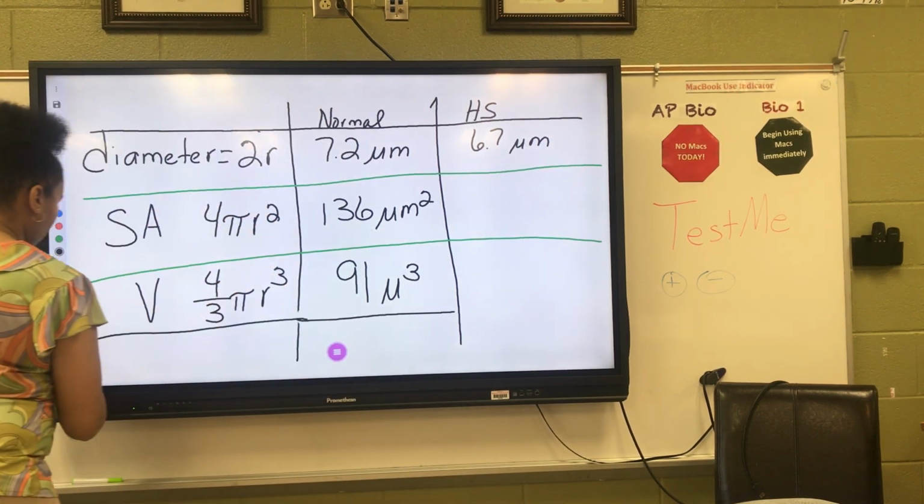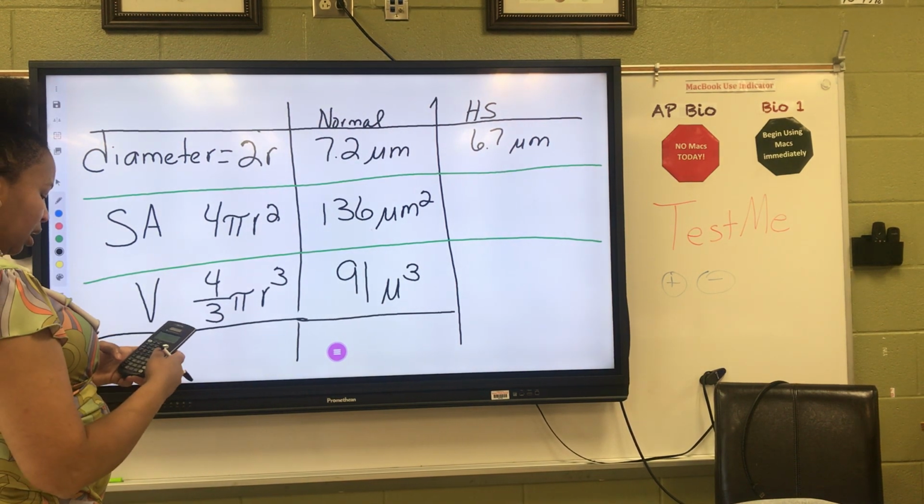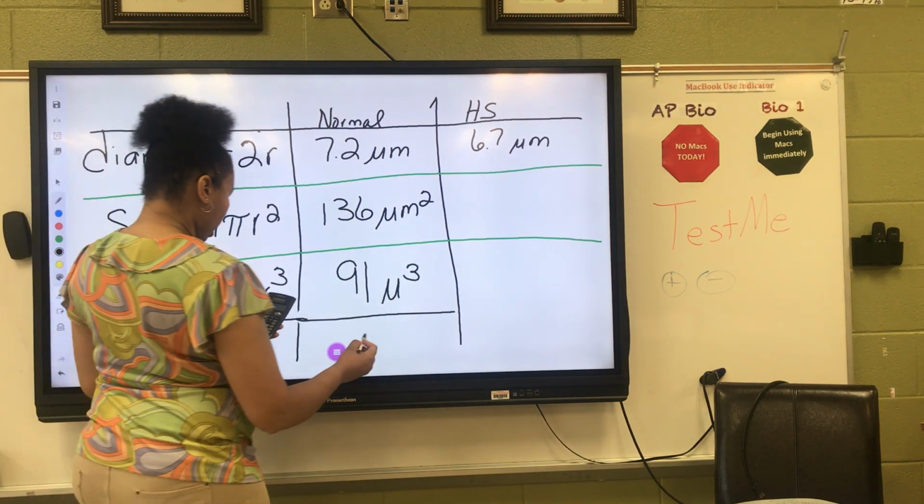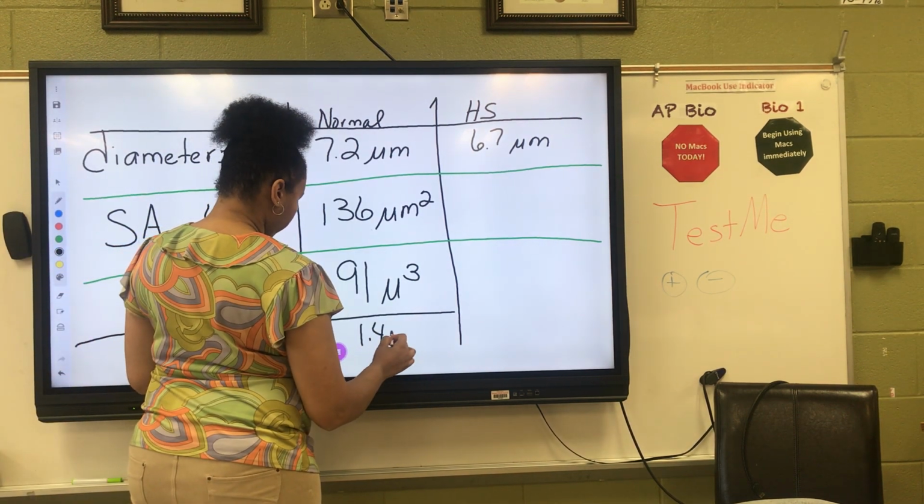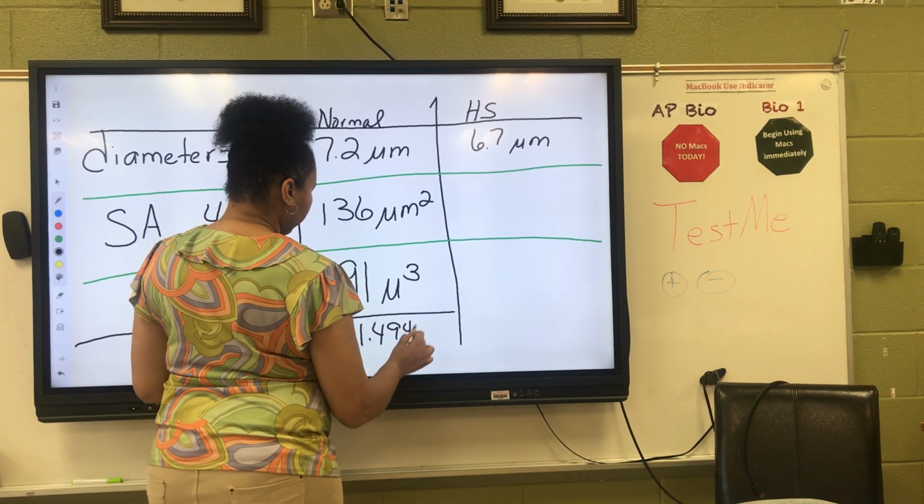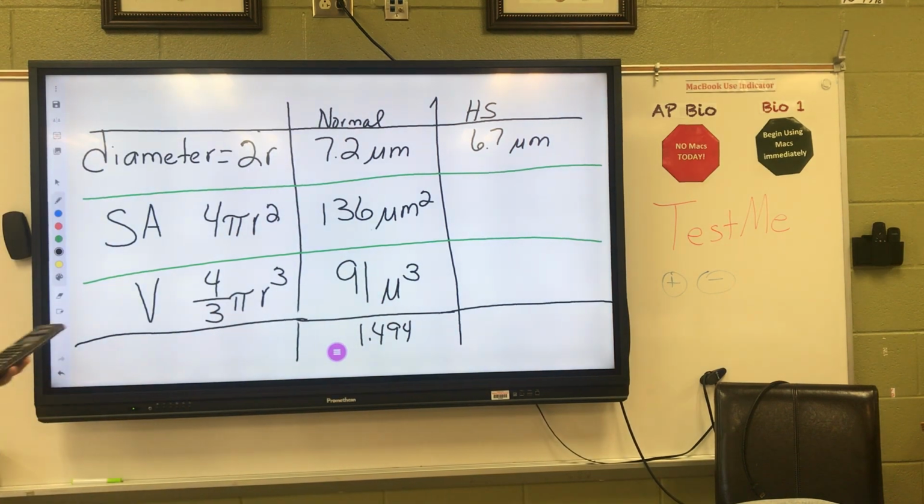And we know that the surface area to volume ratio, which is SA over V, is just 136 divided by 91. So that gives us a surface area to volume ratio of 1.494, okay? That's our surface area to volume ratio.